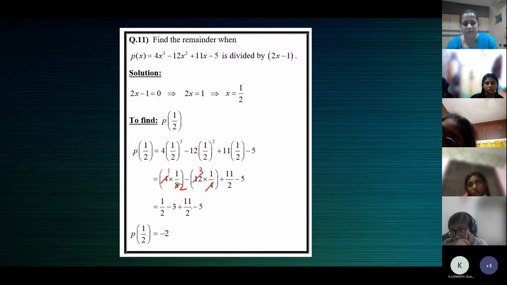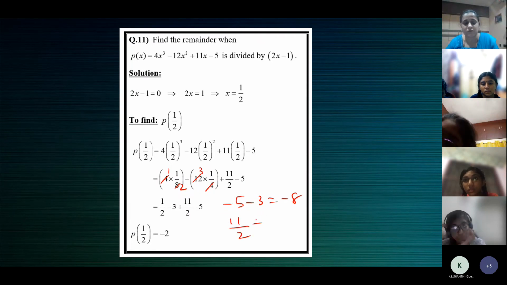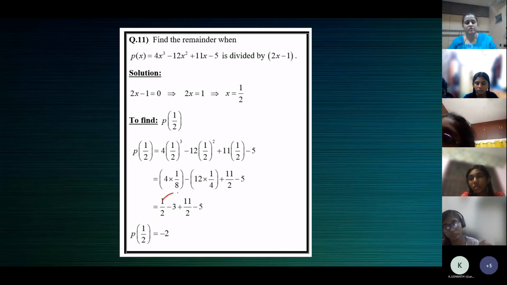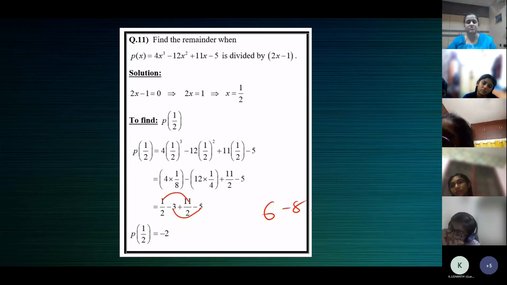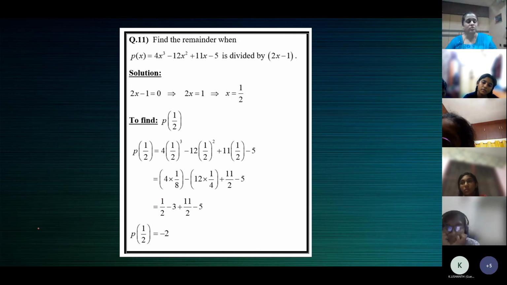Then you take the LCM, though I think you don't have to take it here. What is minus 5 minus 3, children? Minus 8. And what is 11/2 plus 1/2? 12 by 2, which is 6. So it is 6 minus 8, which is minus 2. So when you perform the long division, the remainder is minus 2.